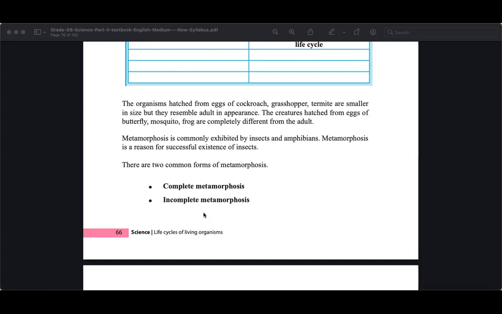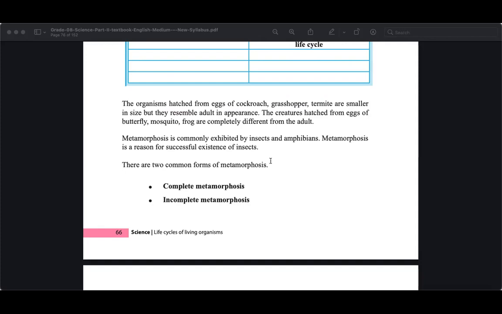Basically, that is in amphibians and insects, but mainly insects. Insects show complete metamorphosis. You can see eggs, and after that, like in mosquitoes, they show complete metamorphosis.